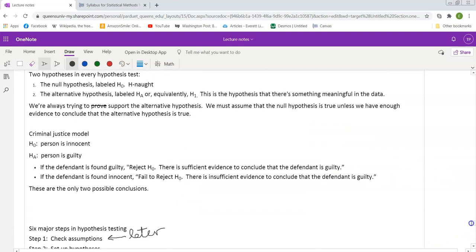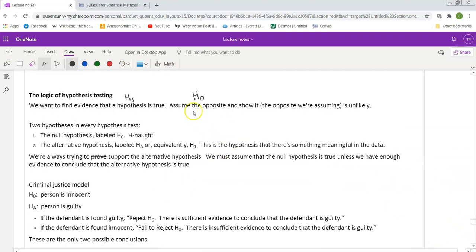So again, back up to here. We're assuming the opposite. We're assuming H0 and trying to show it's unlikely. Unlikely would be a small p-value. Okay, so a small p-value means that H0 is likely false.